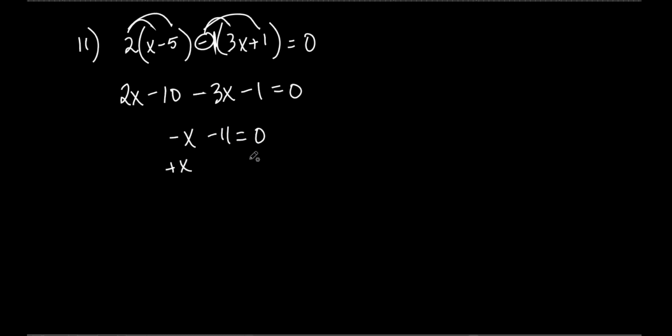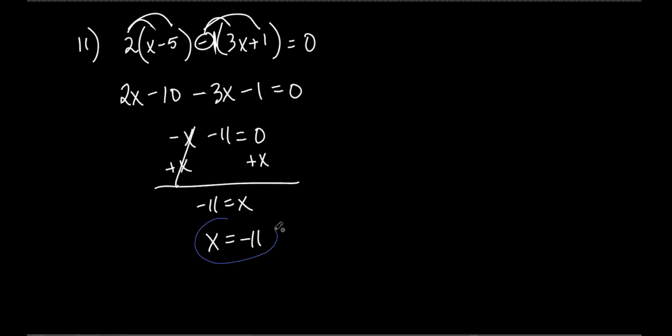So I'm going to add an x to both sides. That cancels out. I got a negative 11 equals positive x. 0 plus x is x. That's your answer. You can keep it like that. If it was me, though, I'd probably write it like this. And that looks pretty good right there.